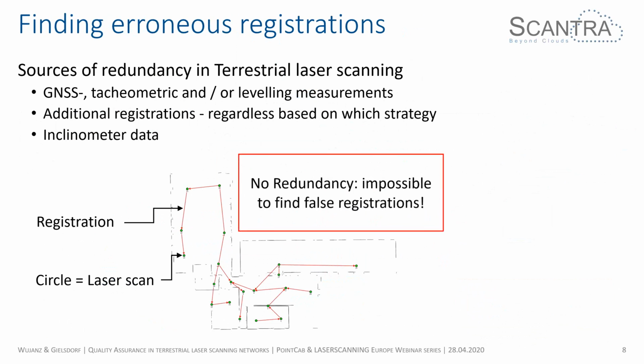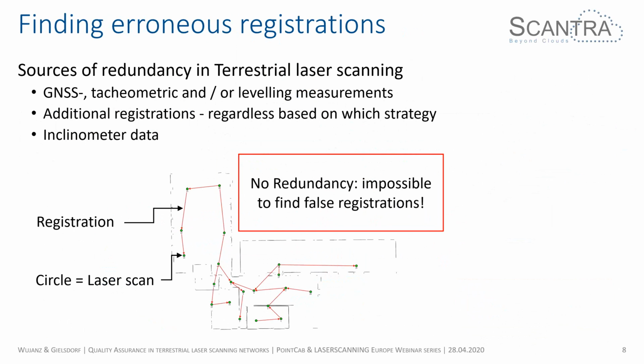First of all, it's very important to understand that if there's no redundancy, it's impossible to find false registrations. It's just like the example that I showed you of the parachute. If you just have a normal parachute without a safety parachute, and your one and only parachute fails, it's going to be ugly, and that's something you should avoid in engineering at all costs.